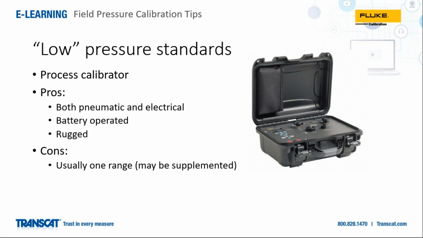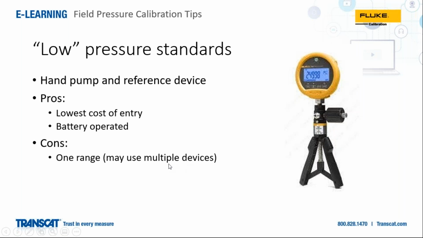Cons on these: usually these are one range. So if you have multiple ranges of instruments, you might have to figure out how you're going to handle that. So often these can be supplemented. In the case here, there are additional modules with different ranges that can plug into this and provide an alternate sensor. Other manufacturers have similar things or other technologies.